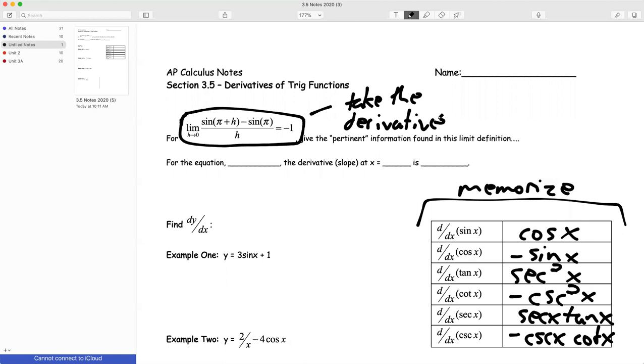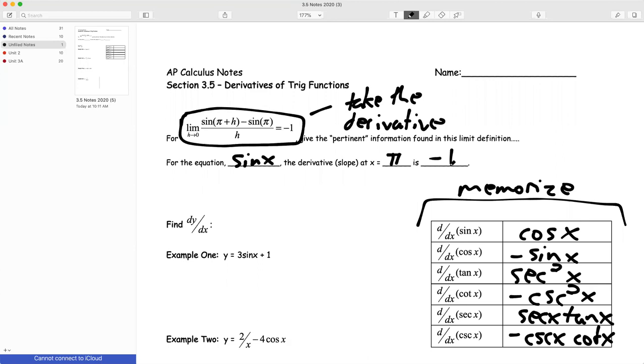Okay. Well, what's my equation? This is the formal limit definition of derivative. My equation is going to be right here, but it's not sine of pi. It's going to be sine of x. The derivative, the slope at x equal to pi. And we're saying that the value of the derivative at pi is -1.